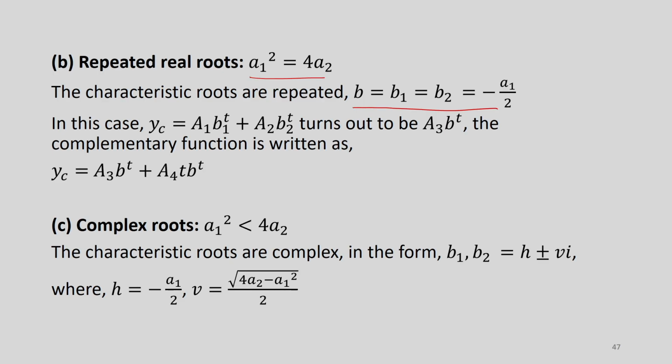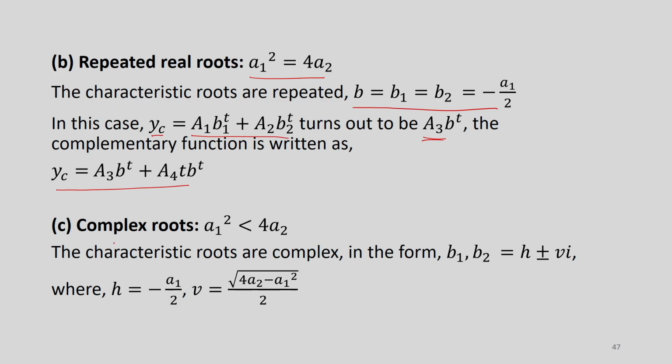In this case, y c, that is the complementary function, is equal to a 1 b 1 to the power t plus a 2 b 2 to the power t, and since b 1 and b 2 are the same, this can be written simply as a 3 b to the power t. And in this case, the complementary function is actually written as: y c is equal to a 3 b to the power t plus a 4 t multiplied by b to the power t, where like before a 3 and a 4 are arbitrary constants, which can be found out if we are given the initial conditions.